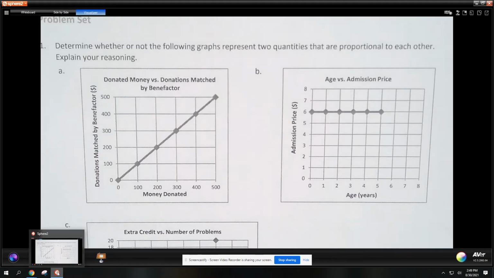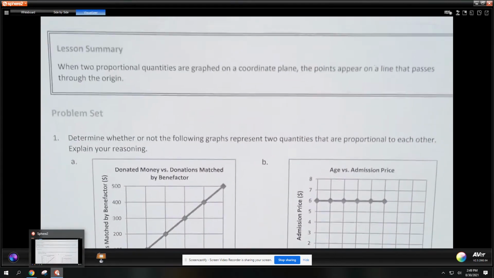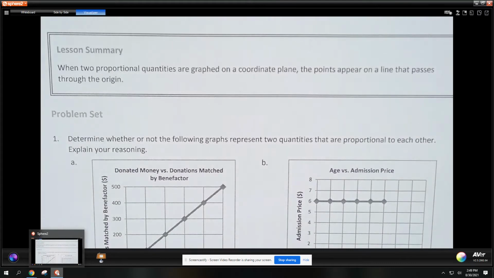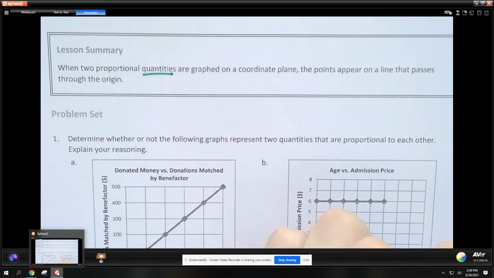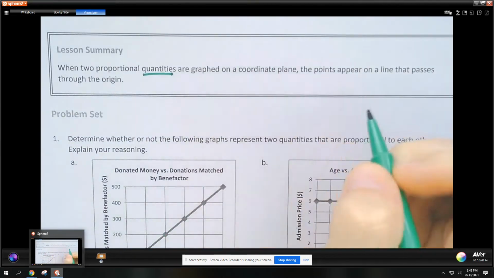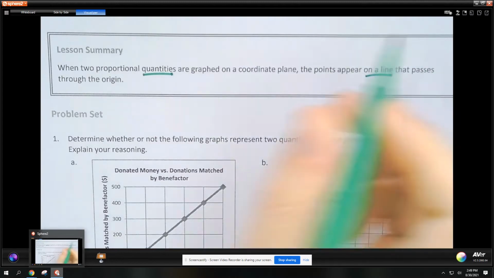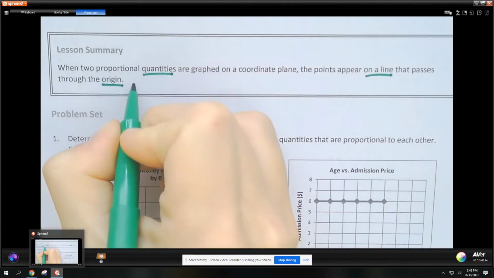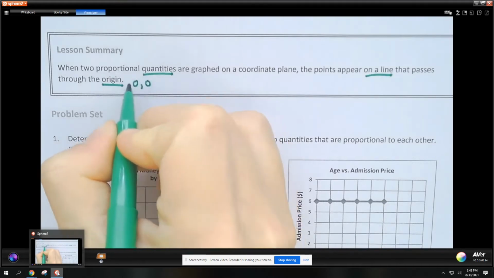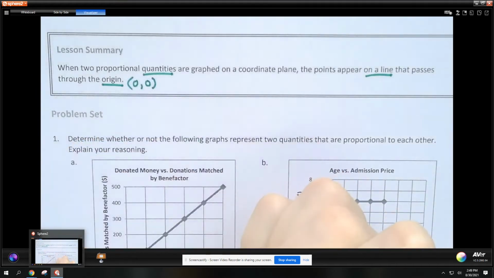This is a quick video lesson going over some of the things we have been talking about in class dealing with proportional relationships. If you look at the top of this lesson, it talks about the summary and it says when two proportional quantities or amounts are graphed on a coordinate plane, the points will appear on a line and they pass through what we call the origin. And in class, we've talked about how the origin is the point 0, 0 on the graph.